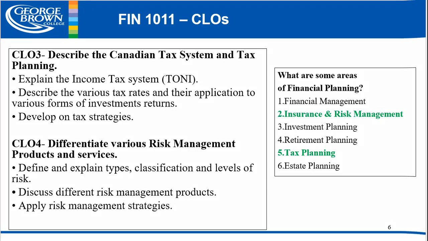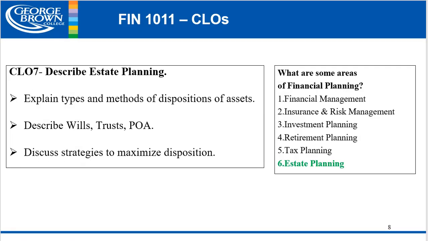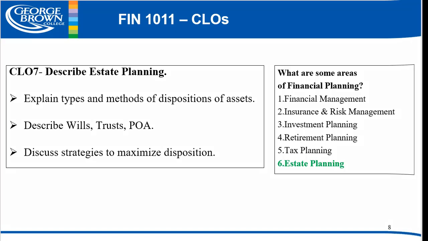The topic for the video today is course learning outcome 5, which is describe the various elements of investment planning. So list and define types of investments and products, discuss investment risk and solutions, and explain investment strategies and diversification. After that, the course is going to move into retirement and education planning, and finally the course will finish with estate planning, and that's going to cover the 6 areas of financial planning. So as I mentioned, the course is going to finish with course learning outcome 7, which is describing estate planning, and included in that is going to be describing wills, trusts, and POA, which means power of attorney.